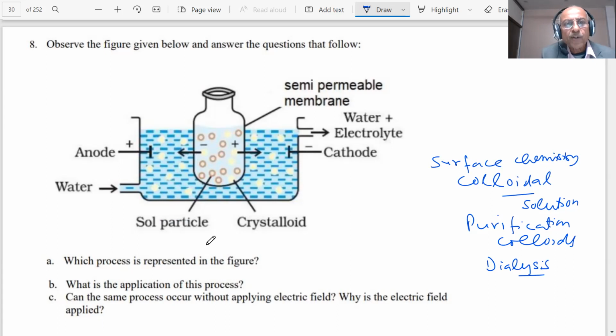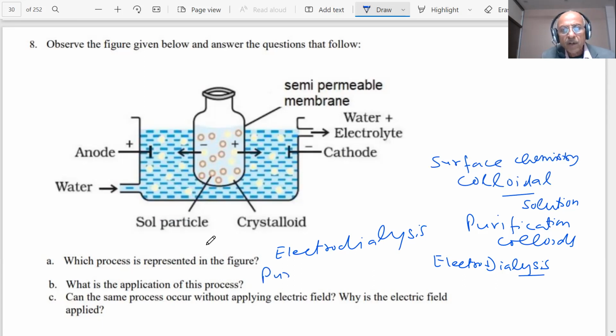But here there are 2 electrodes, positive and negative. So what will be that? Then it will be electrodialysis. So therefore, what process is represented here? It is very clear. This is an example of electrodialysis, because there are 2 electrodes, positive and negative. What is the application of this process? We already said this is used for the purification of the colloids. Purification of colloids.